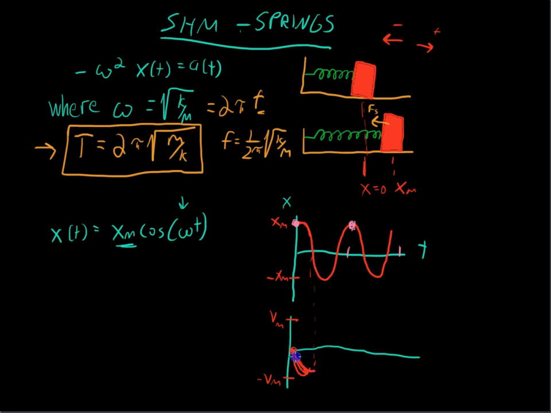Okay, so it actually hits its maximum velocity right when the block is passing through its origin. And then as the block goes over to the other side, this goes back to 0.